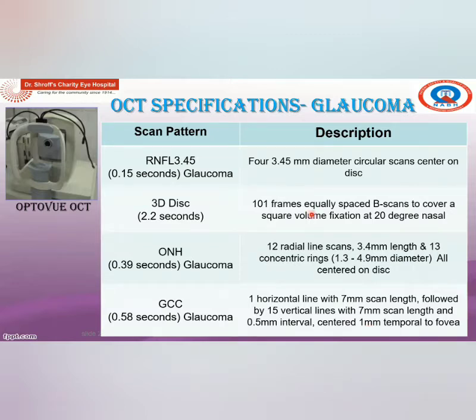So these are the 4 scans which will give a complete picture of loss, optic nerve fiber damage, and ganglion cell complex loss. So these will be suggestive of glaucoma, and so we need to go for OCT in glaucoma disease also. Yes, sir. Okay.